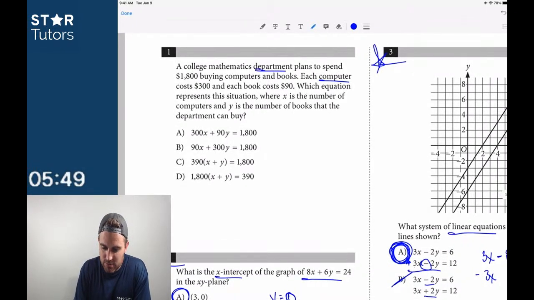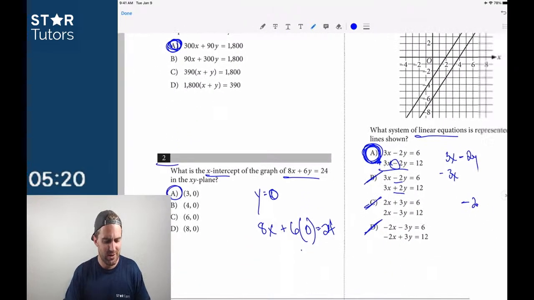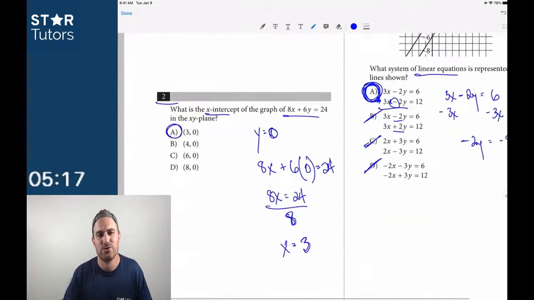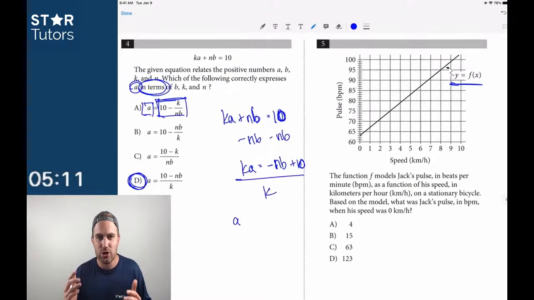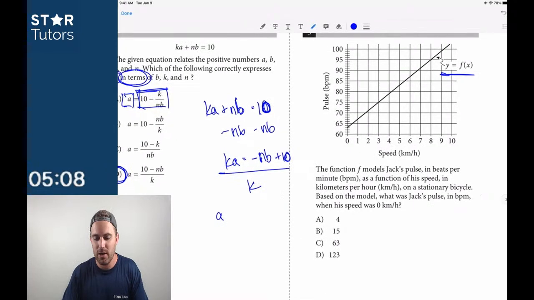Okay, a college math teacher plans to spend $1,800 buying computers and books. Each computer costs $300, and each book costs $90. Where x is the number of computers, so that's 300. I think it's just A, right? It seemed really easy, but that's where you start to question yourself, which is why we don't start with that question. If you just do the questions in the order that we did, then it shouldn't be too hard.